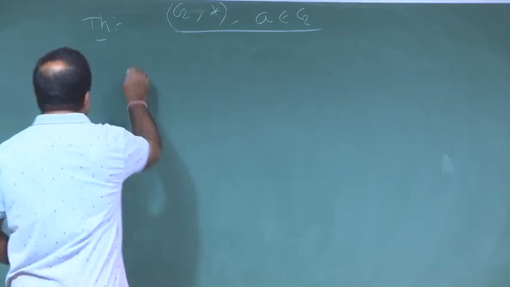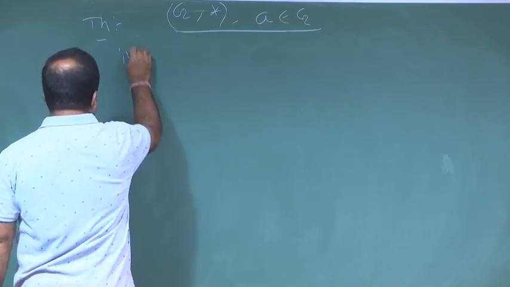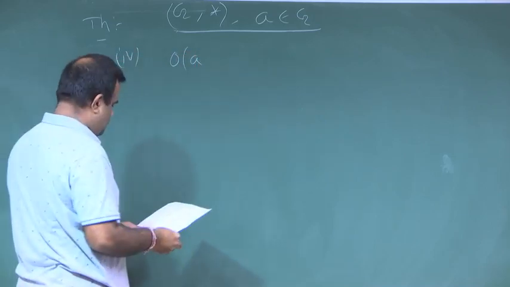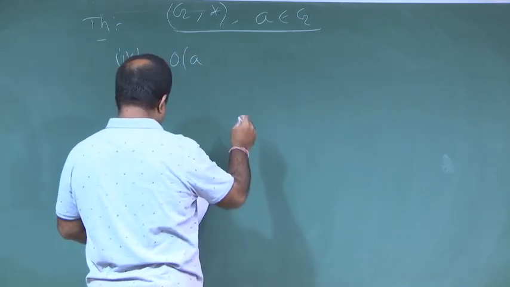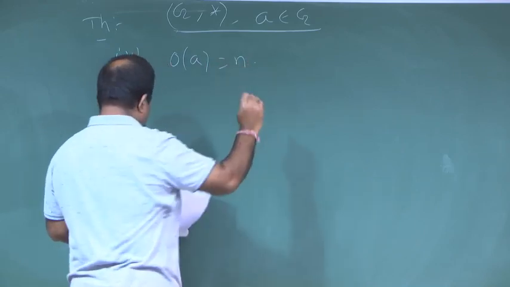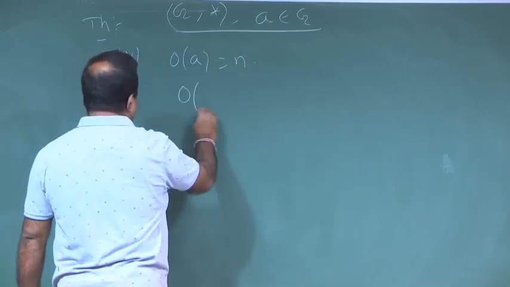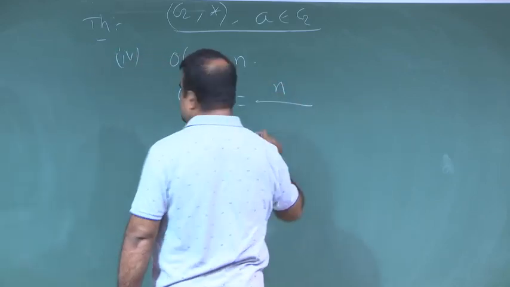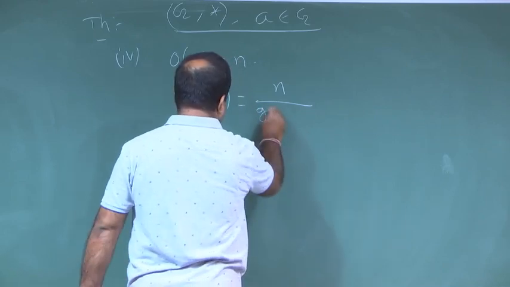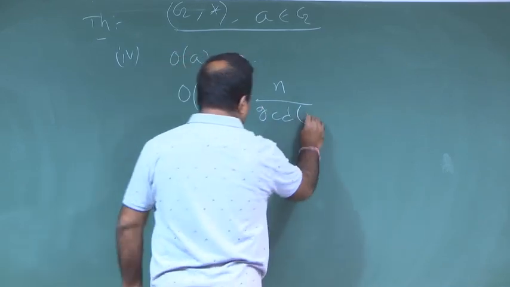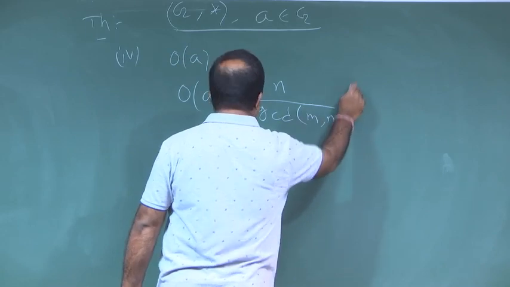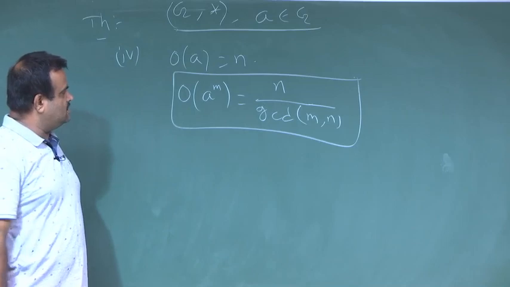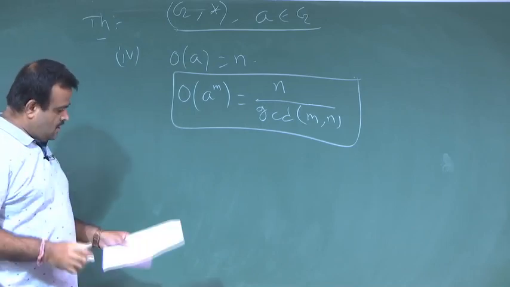Now, the next result is number 4. Suppose we have a group element a of order n, then the order of a to the power m is n divided by GCD of m comma n. So, this is also another result, this we are not going to prove now.